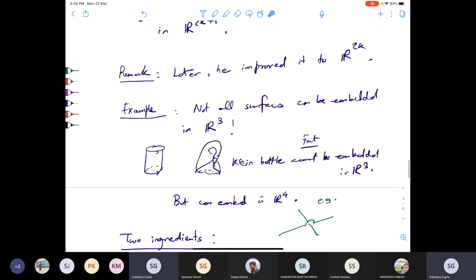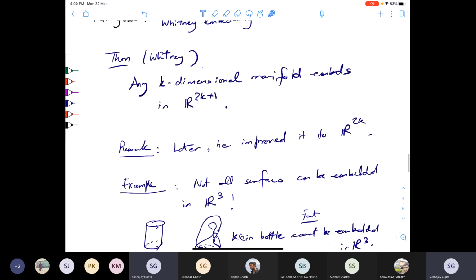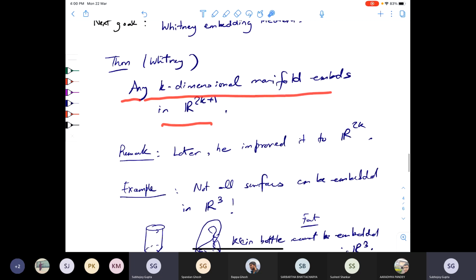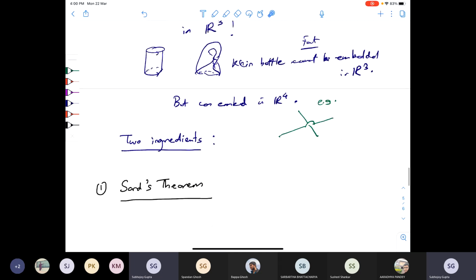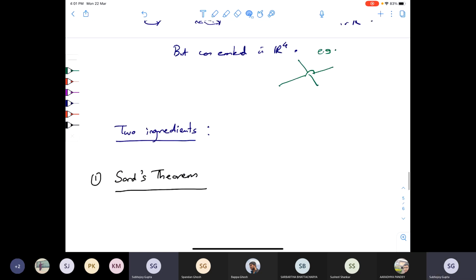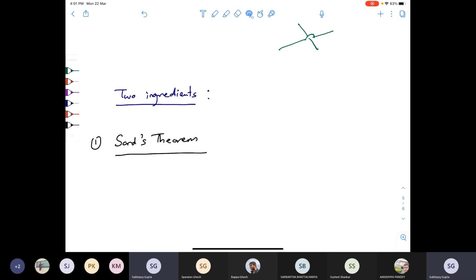All right, but we won't prove this improved version. We'll prove this Whitney embedding theorem. Okay, so any k-dimensional manifold embeds in R 2k plus 1, and there are two ingredients that we need for the proof, and one of them is Sard's theorem. Okay, so let me come to that now. So what does Sard's theorem say?